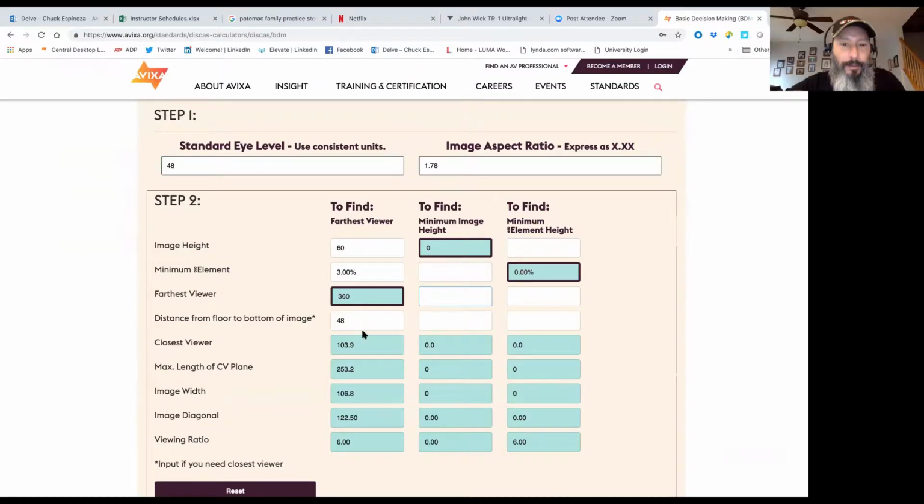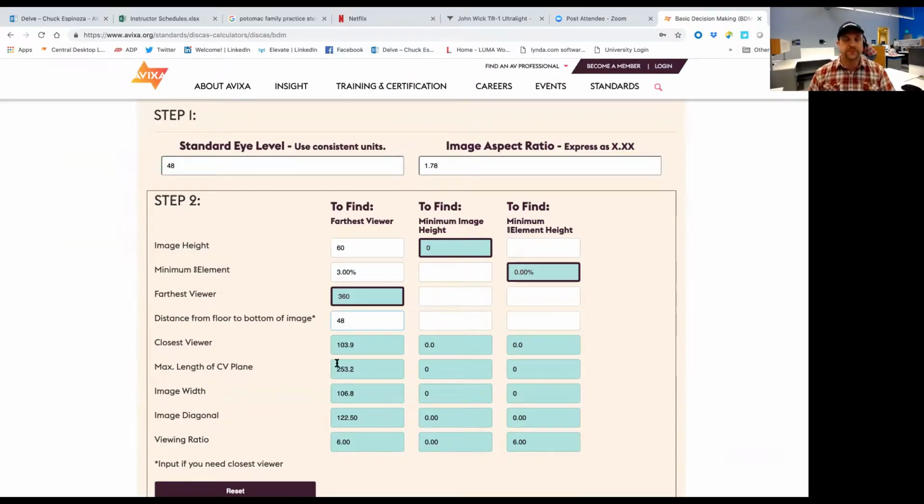And you notice, if I change this to, say, 52, that changes the bottom numbers, not that 360 to the furthest. Right. So if I go back here and change it to 48, the closest viewer is 103.9. That will maintain that 30 degrees. Right, because you're not changing the size of the image. You're just changing the elevation of it. Right, up and down. Yeah, so it changes that angle of view for that closest seating position.